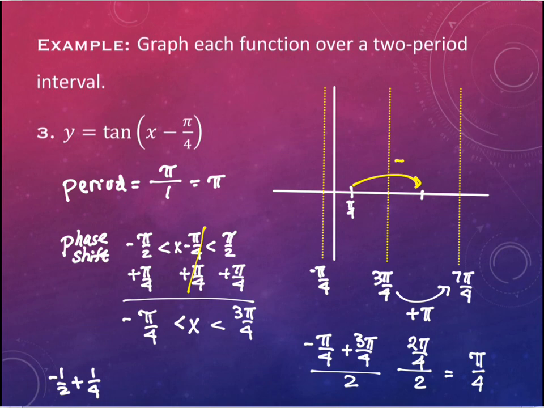So if I add pi to this, or if I add the 2 values together and divide by 2, what's my next x-intercept? Yep, it's 5 pi over 4. All right, is my graph increasing or is it decreasing? We've got tangent. It is increasing, right? Okay, so the graph looks like this. All right, we're going to pause there for today.